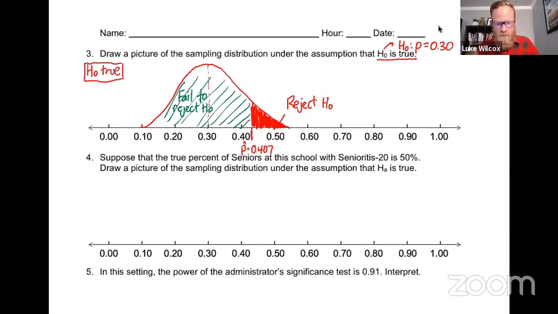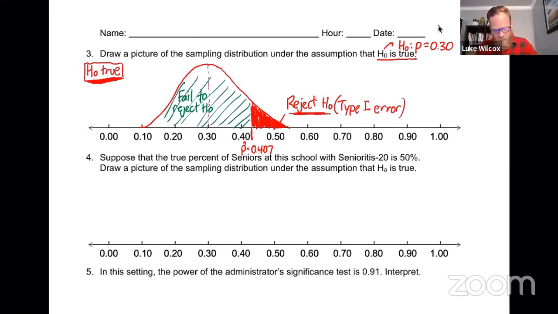Now, let me just pause for a second here. If the null hypothesis is true and we reject the null hypothesis, that is a mistake. That is an error. In fact, it is a type 1 error. And so the area that you see represented in red here, it represents the type 1 error.